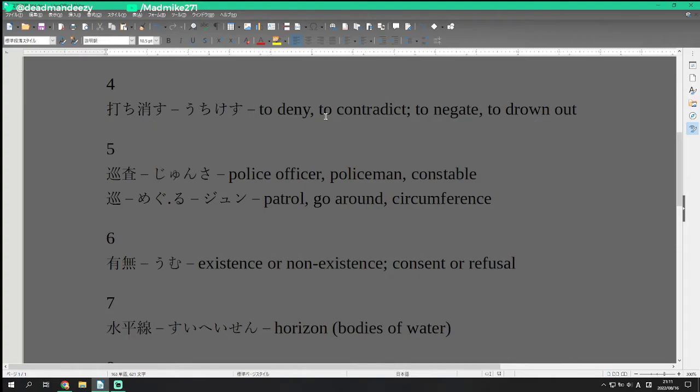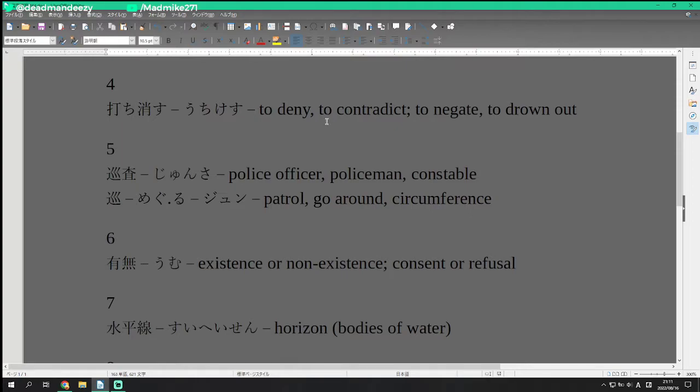Uchi kesu is to negate or contradict. Uchi kesu is to negate or to deny. Uchi kesu is a denial, contradiction, or negation.